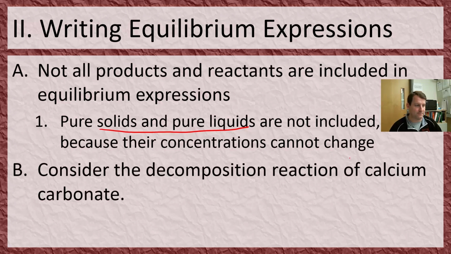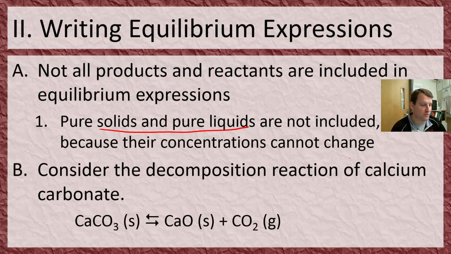The same thing with solids. So if we look at this and we have these two solids here, our equilibrium expression gets easy to write. You can't make calcium carbonate change its concentration. It's a chunk of stuff. It won't happen. Same with calcium oxide. So here our equilibrium constant only depends on the concentration of CO2.